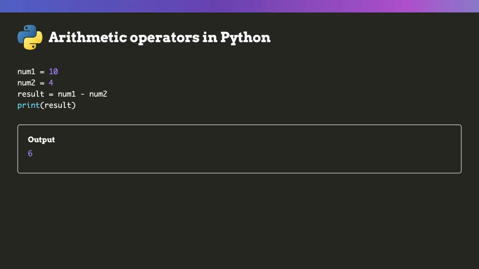Next, we have the subtraction operator, denoted by the minus symbol. It subtracts one number from another. Here, we subtract num2 from num1. 10 minus 4 is equal to 6.